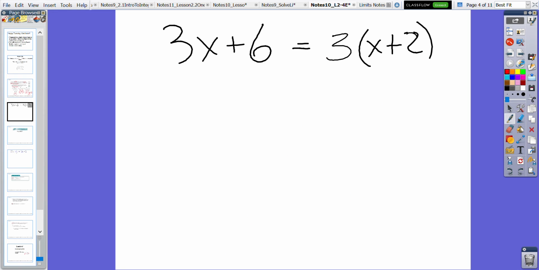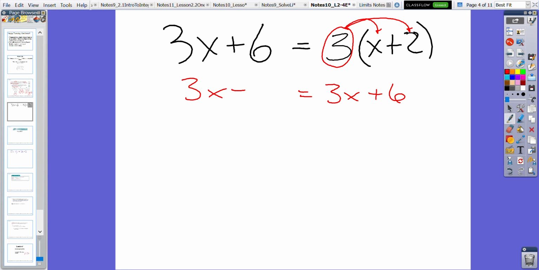All right, looking at this example, 3x plus 6 equals 3 times x plus 2. First thing you want to do is go ahead and distribute. So 3 times x, 3 times 2. That leaves me with 3x plus 6 on the right side, and we bring down the left side as it's written, 3x plus 6. Now take a look here. Both parts of the equation are exactly the same. They have a 3x and a 6.